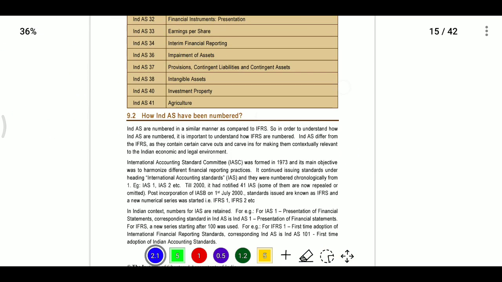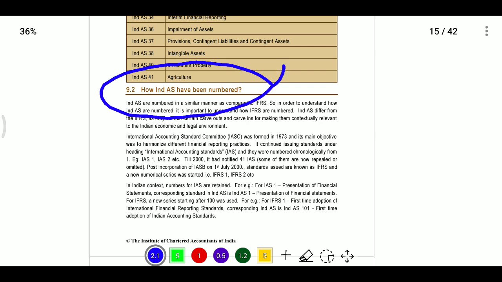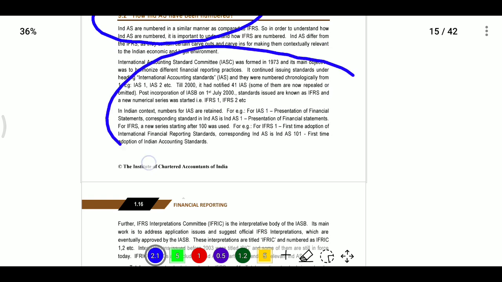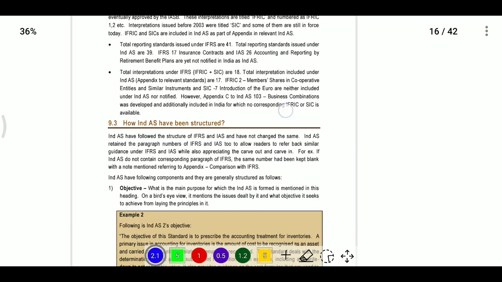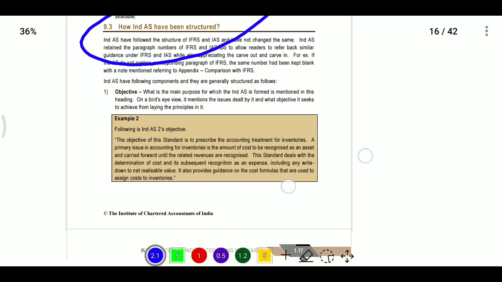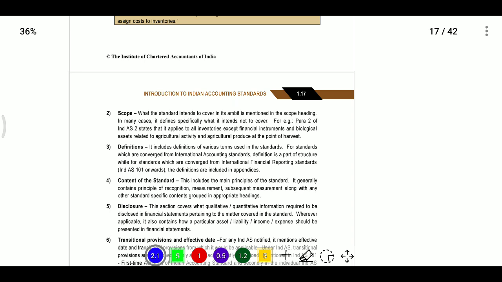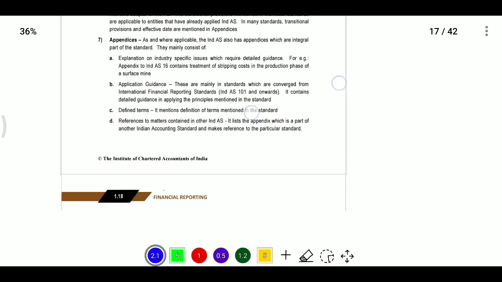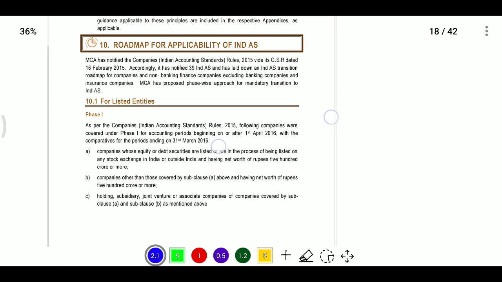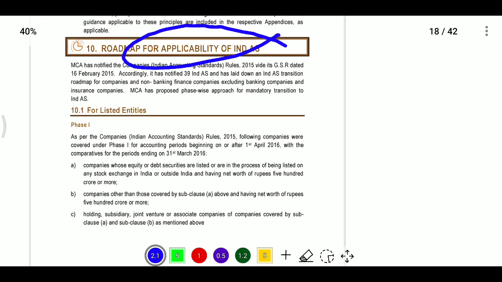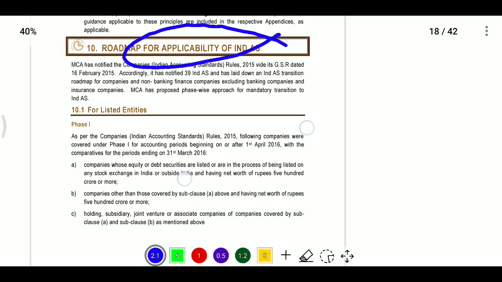Now how Ind AS have been numbered, that is what I explained. Next, how Ind AS has been structured: the objective, the scope, the definitions, the content, the disclosures, the transitional provisions, all these will be there. And now we should go to the roadmap for applicability. The applicability of Ind AS is very important because it is asked in the exam.